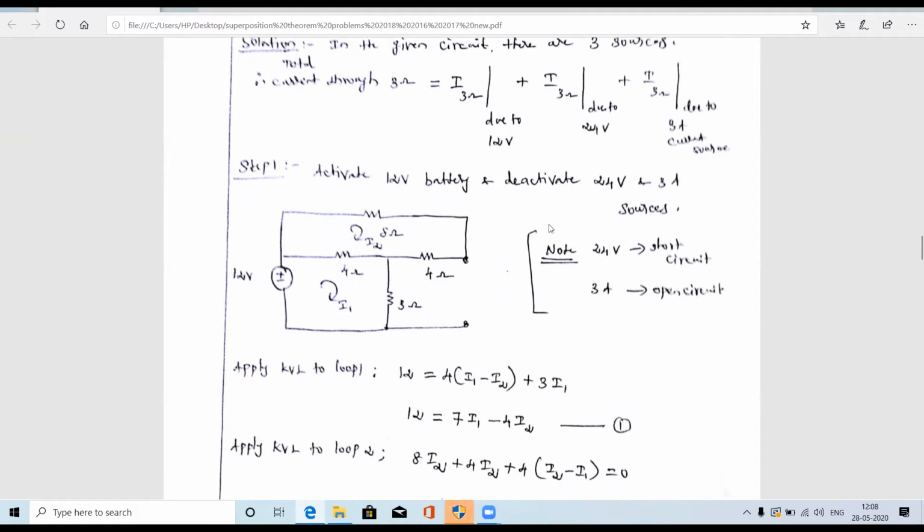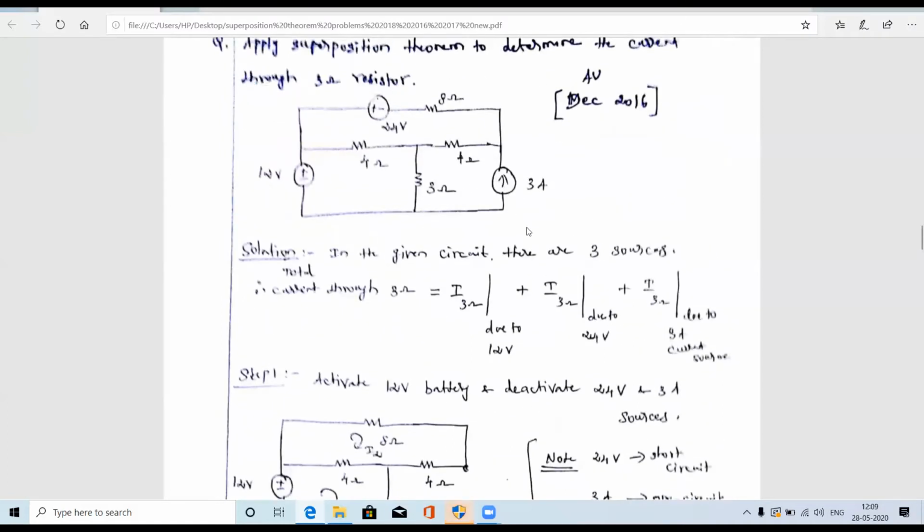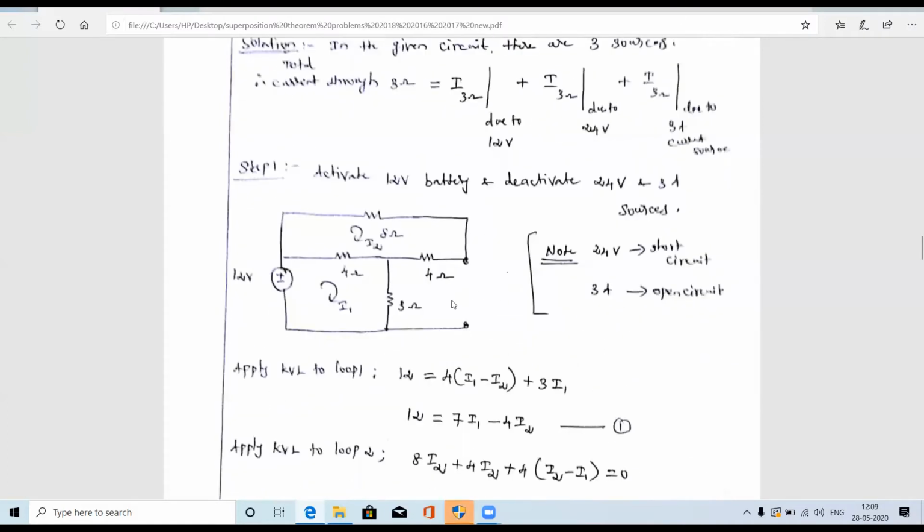While deactivating a voltage source, that voltage source must be short circuited, and when deactivating a current source, the current source is open circuited. Now in the diagram, there is a 20 volt battery, and we have to deactivate it, which means in the place of that voltage source we make a short circuit. Here there is also a current source, which we deactivate, which means we put an open circuit in its place.